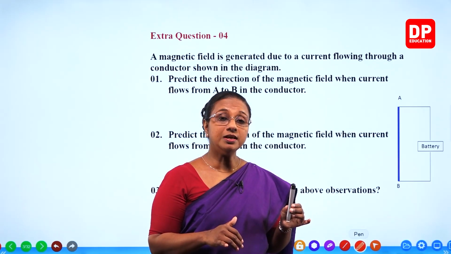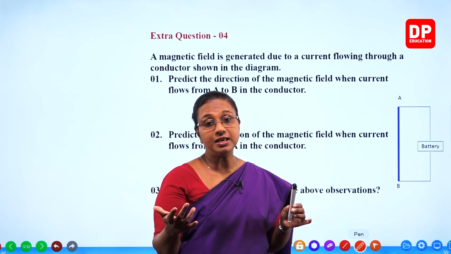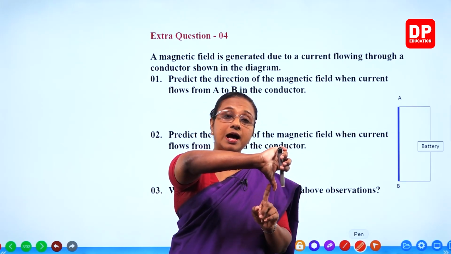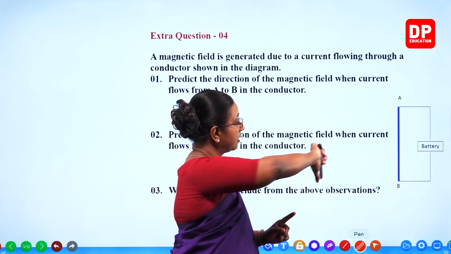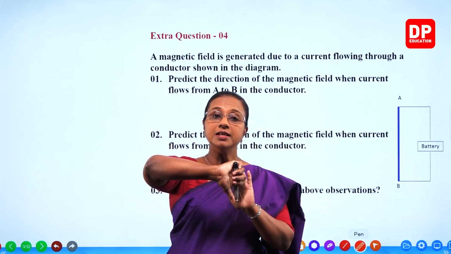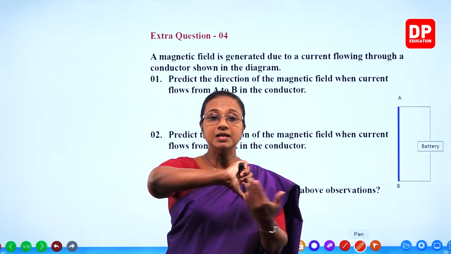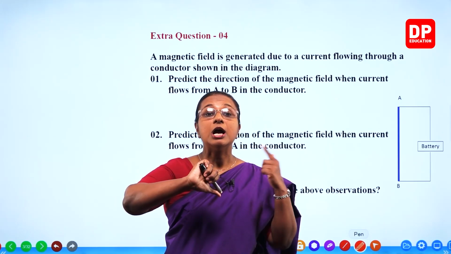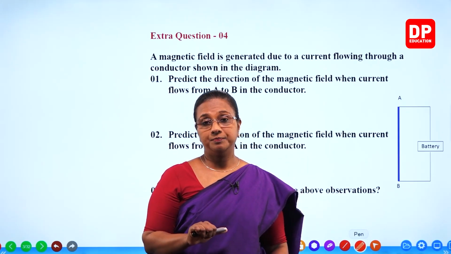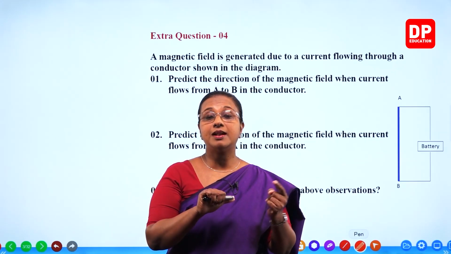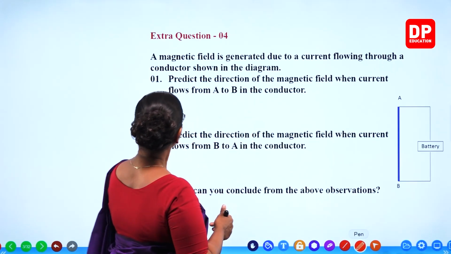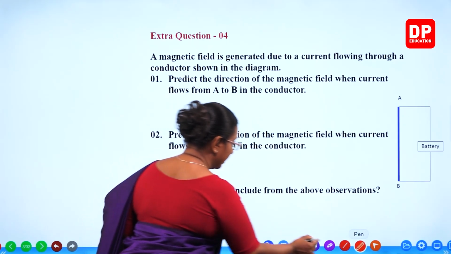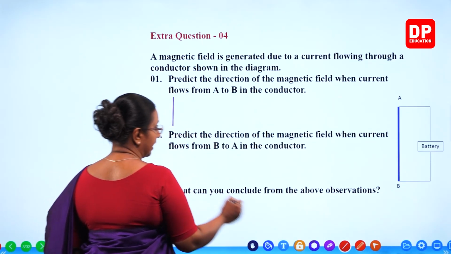If I use the right hand grip rule, you can use any method. If I hold my thumb pointing towards the direction of the current flow, A to B, then the rest of the fingers point towards the direction of the magnetic field. So this way it is going to be the clockwise magnetic field. It will be clockwise around the conductor. So, predict the direction of the magnetic field when current flows from A to B. It is going to be like that.